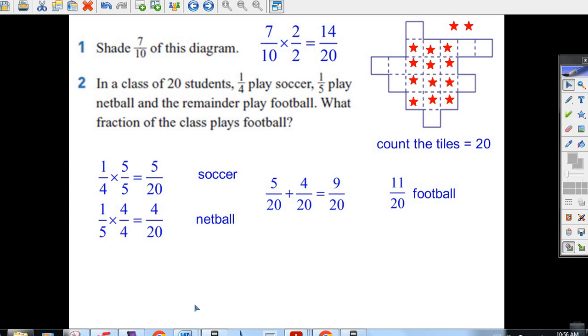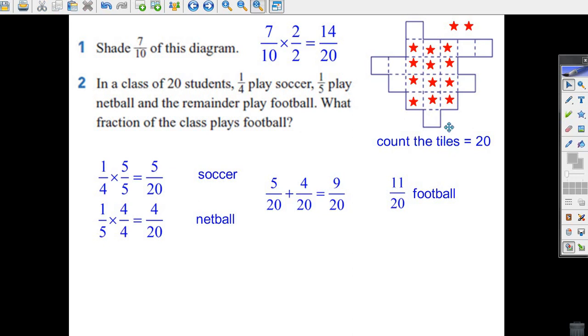Okay, it's the first 5 questions of the fraction assignment, so let's just give it a try. They say shade 7/10 of this diagram over here. Shade 7/10. Well, I've got to figure out a fraction. 7 out of 10, that's a fraction. I have to know how many squares are here. That's the first thing I'm going to do. I have to count the tiles.